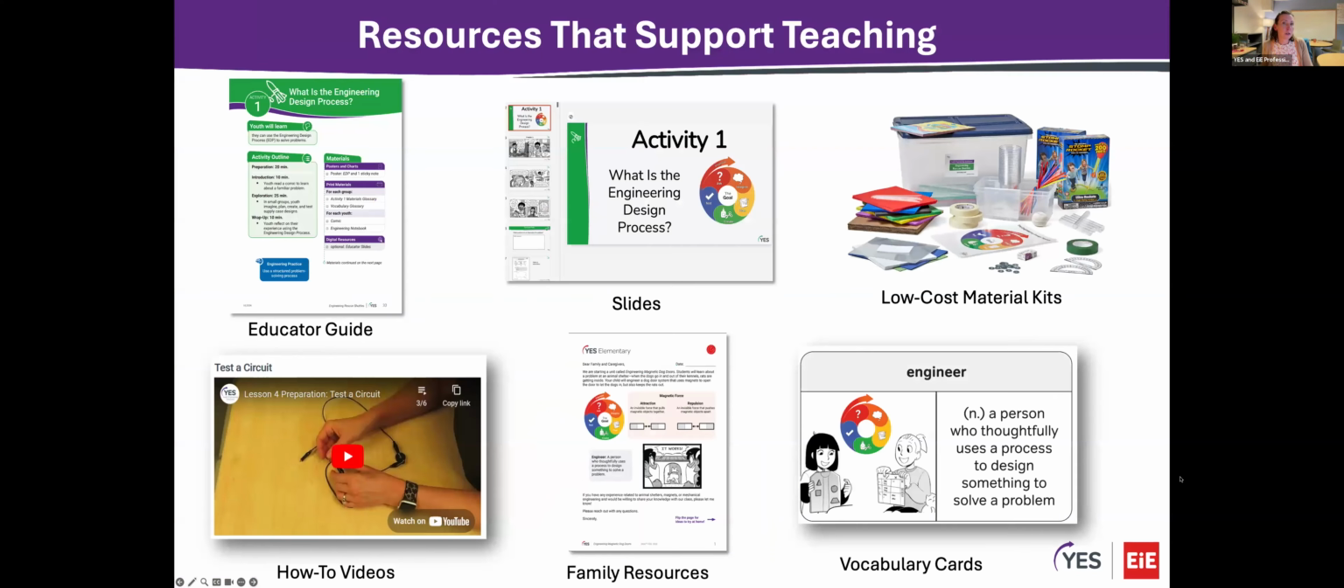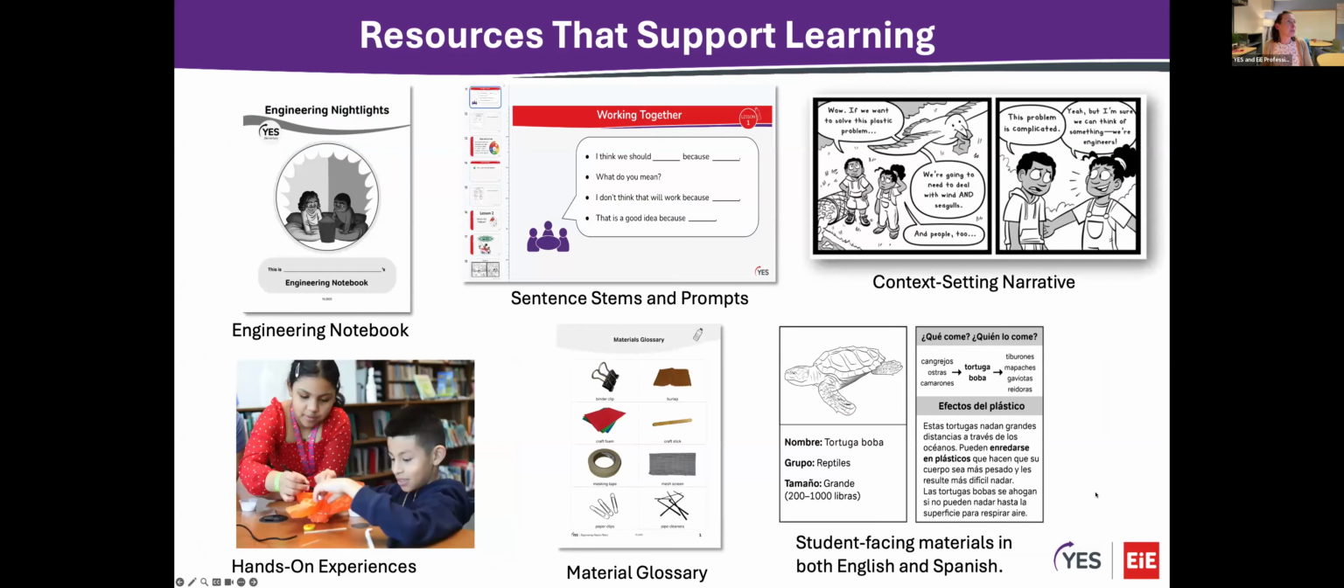And so we have resources that support teachers and teaching, like educator guides you'll see in our Google Drives, slides. We have low-cost materials kits that you can purchase. We have how-to videos, family resources, vocabulary cards to help with some of our language scaffolds. And we also have resources that support learning as well.